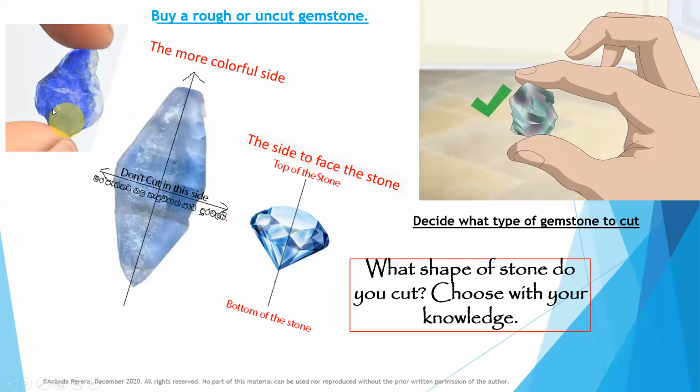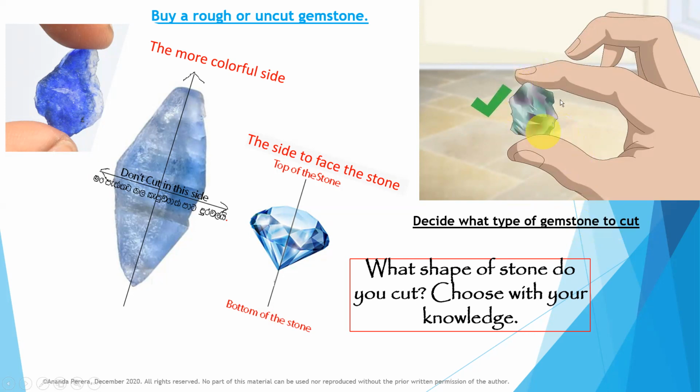Now come here. This is the rough stone. We can see this is the C-axis. The pleochroism is on this side. It is mentioned here: the more colorful side. It is crystal shaped there, so it is easy to find out. But you know, in earlier lessons you learned how to identify the pleochroism. Then after cutting, it is like this. The side to face the stone is this. The bottom of the stone is here. This is the rough stone. We have to think about the pleochroism and choose how to cut it. I will explain it.